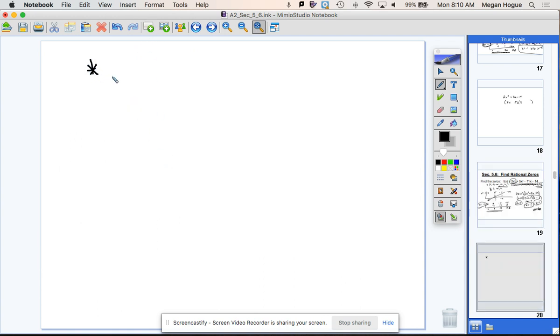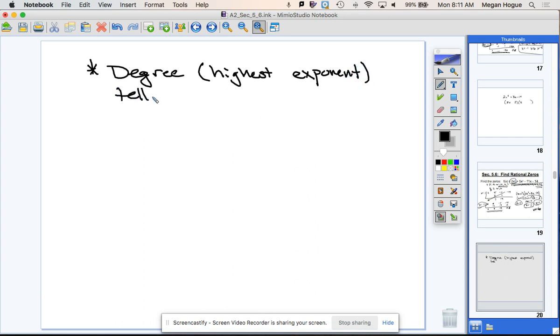Let's put that in our notes. The degree. We'll remind ourselves that's the highest exponent. Tells you at most how many solutions there are.